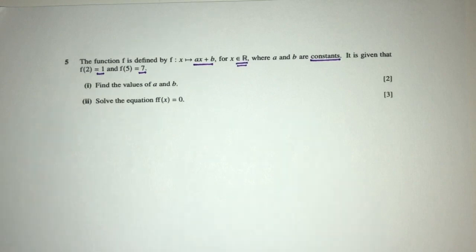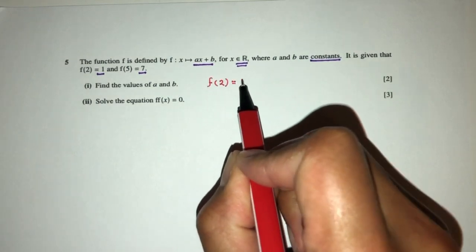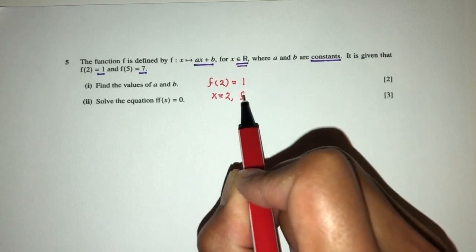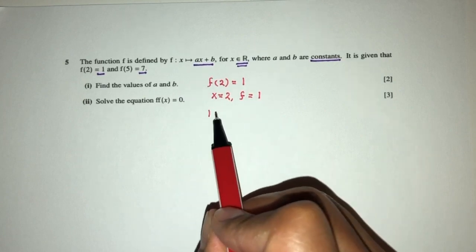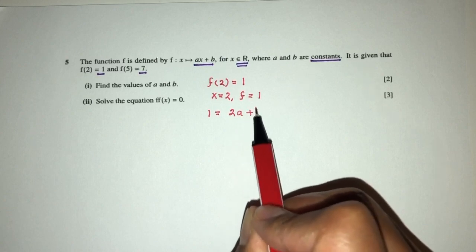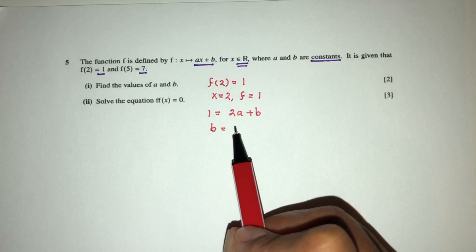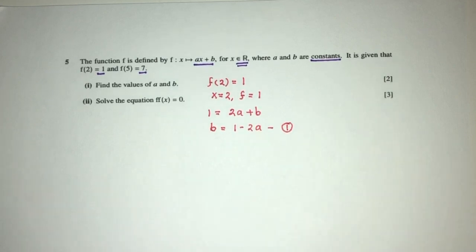So first part, let's use f of 2 is equal to 1, which means when the value of x is 2, the value of f will be 1. Replace, so that will be the value of f is 1, x will be 2, so that will be 2a plus b. So let's make b the subject. You will have b will be 1 minus 2a. That will be my first equation.